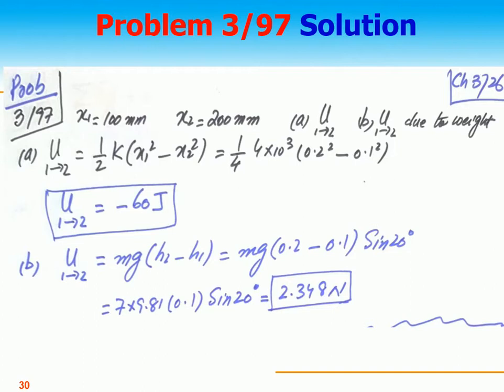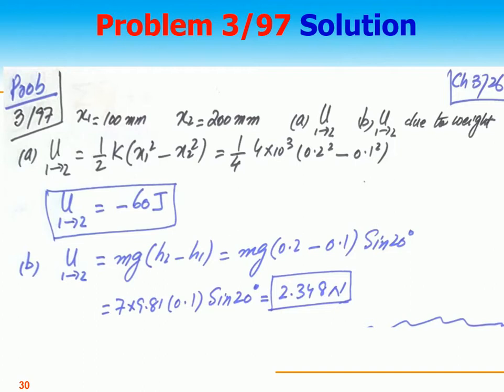For the first case, the change in energy is half k times x1 squared minus x2 squared. We have discussed this already. There is 4 times 10 to the power 3 as the value of stiffness k, and x1 and x2 converted into meters, 0.1 and 0.2. We get the work done by the spring as minus 60 joules.